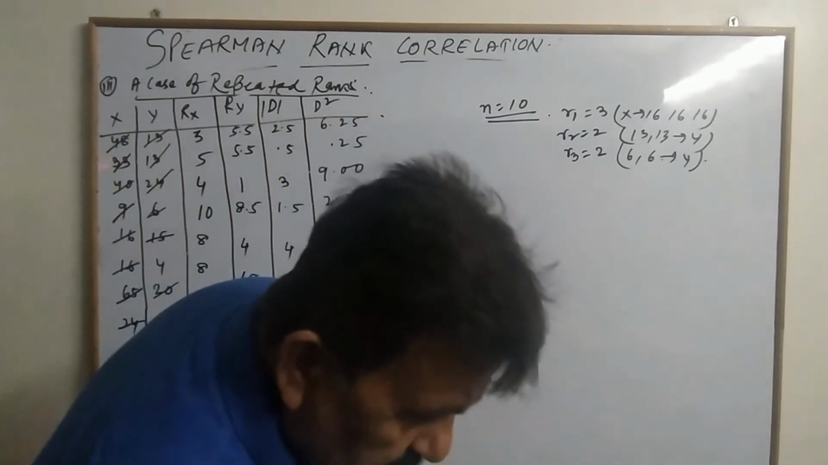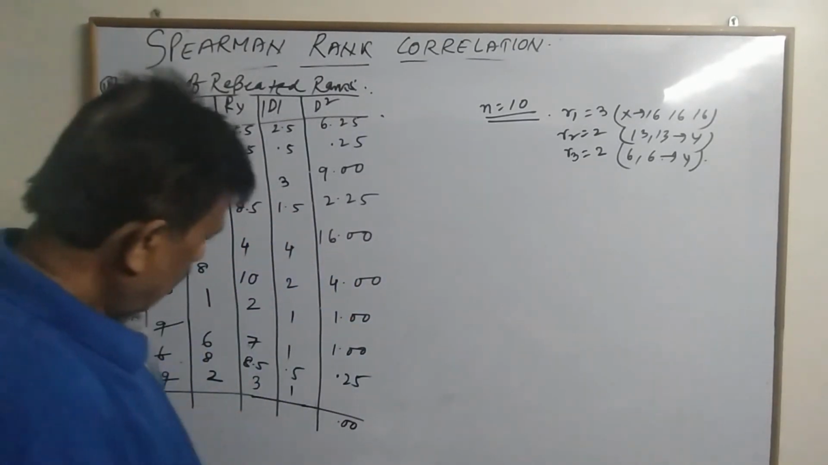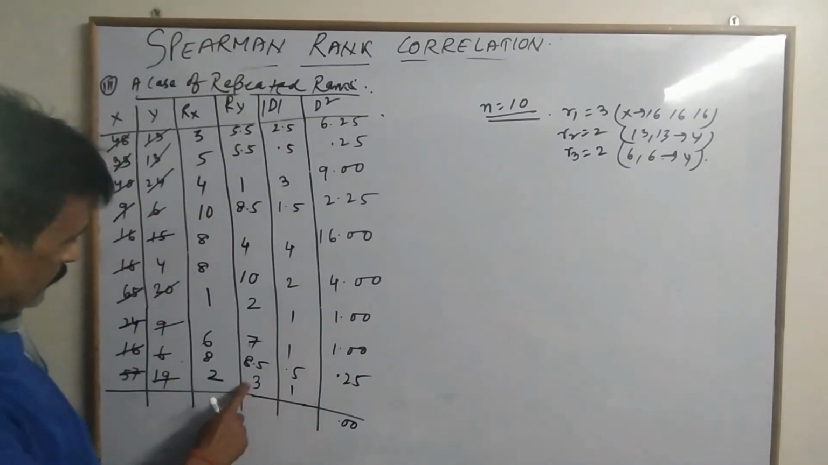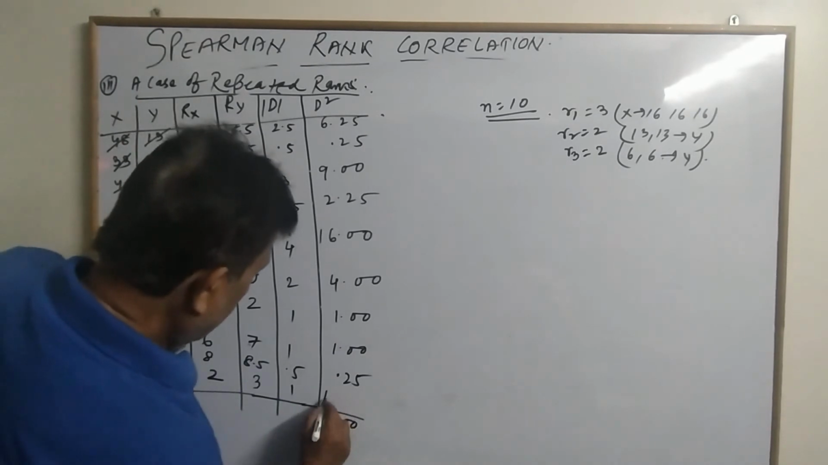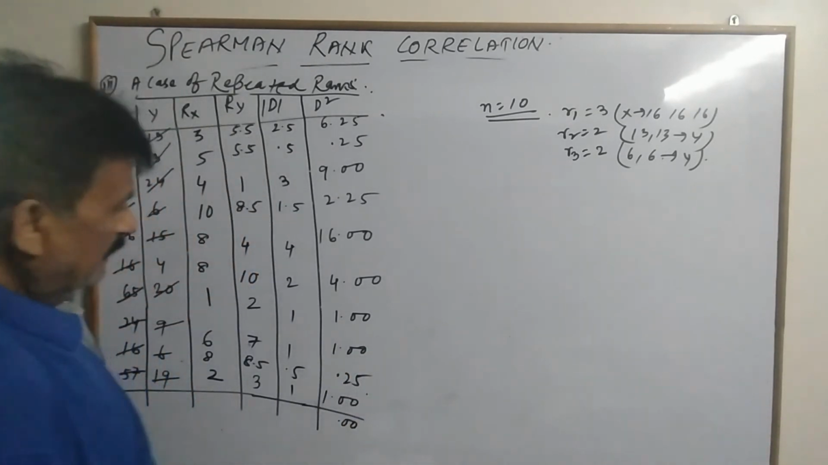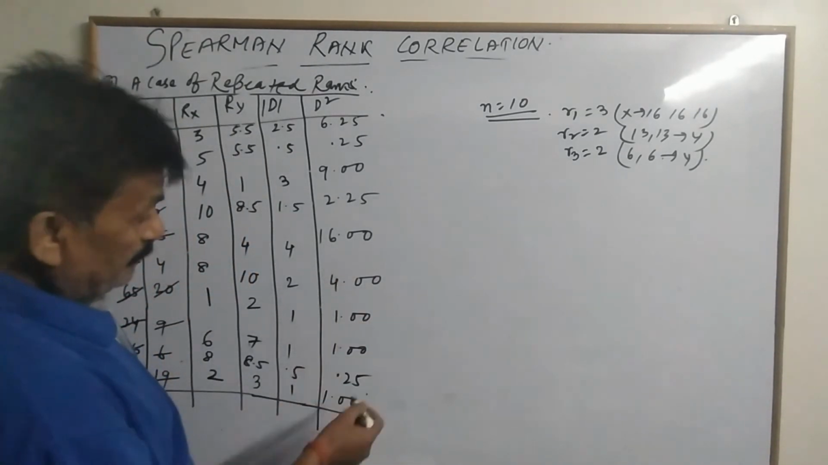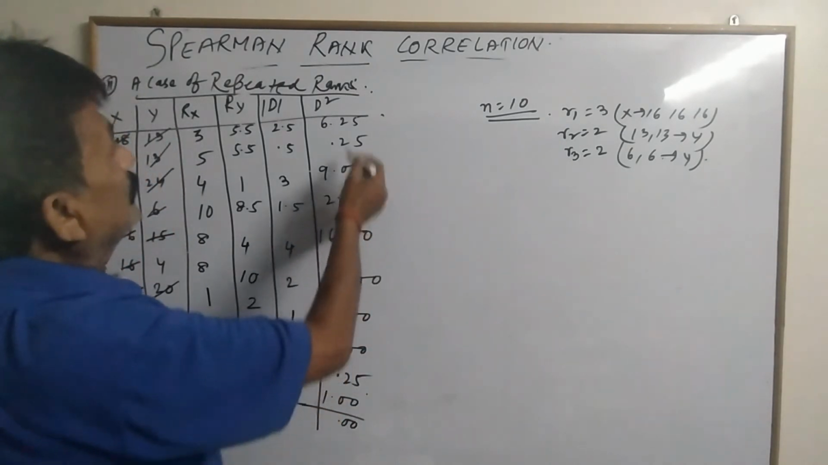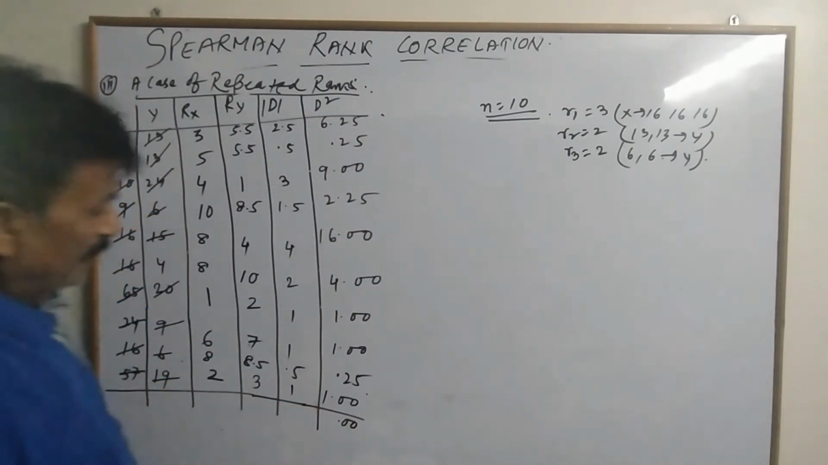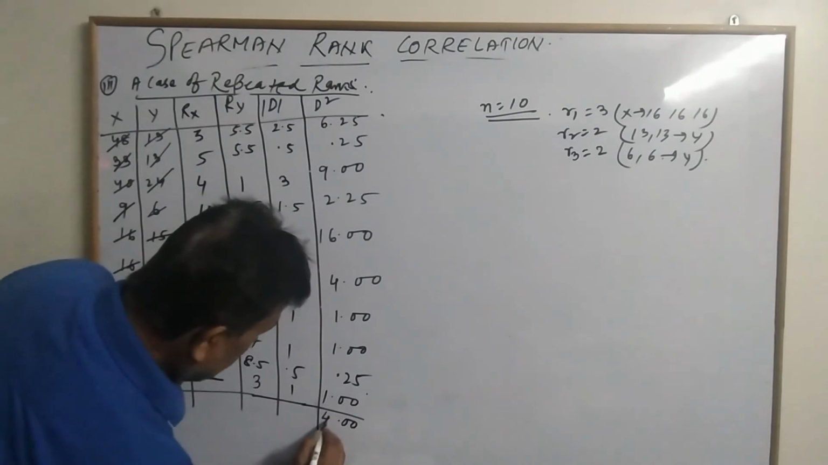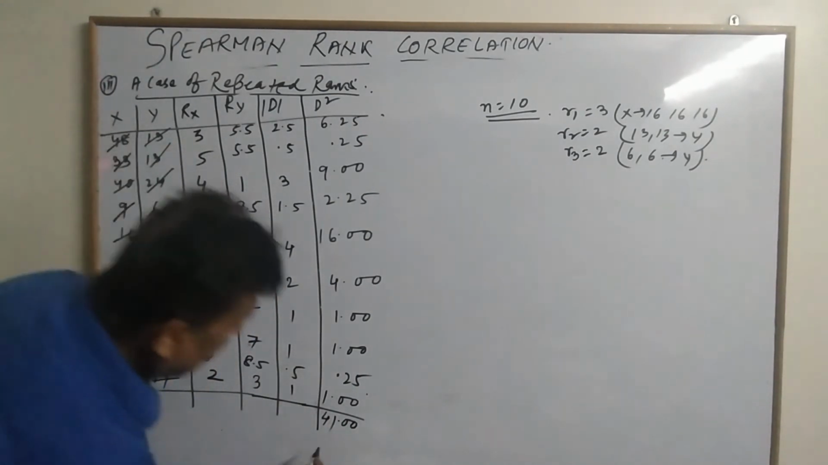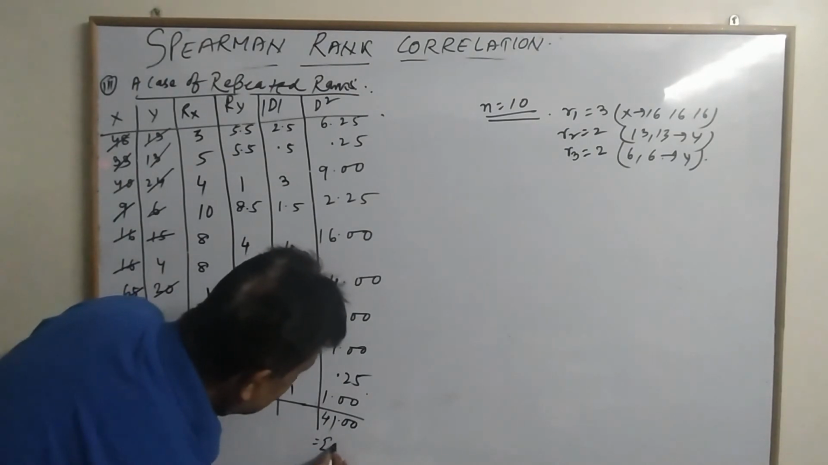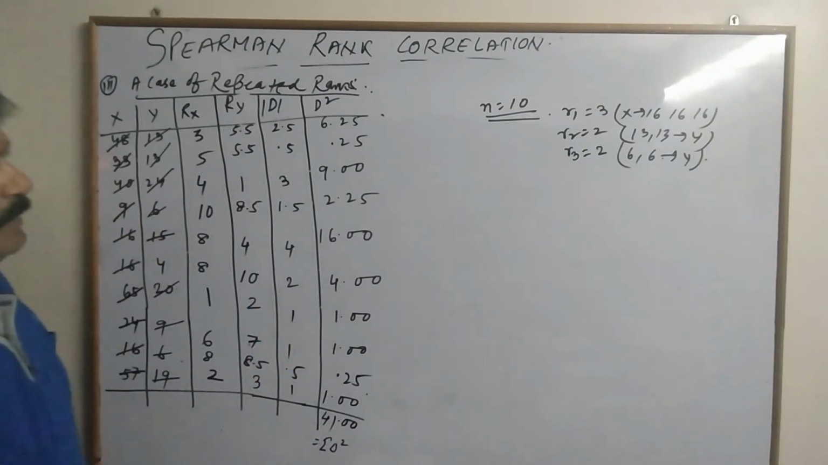There is a small correction: 3 to 1 is here, and 1 has to be squared. So that number was missing probably. That's why it was done. Yes, one number was missing. So now it has become 41. And this is the summation d square.